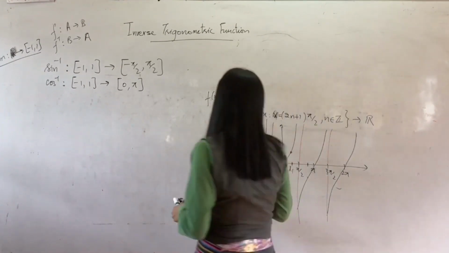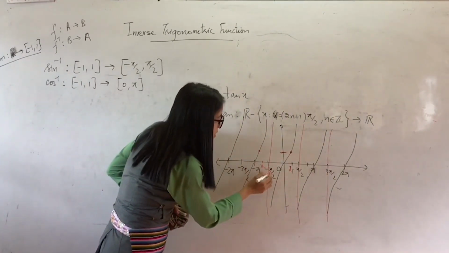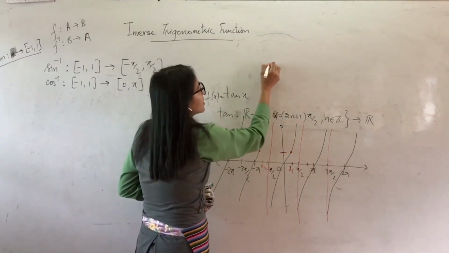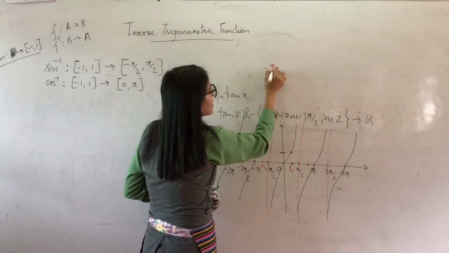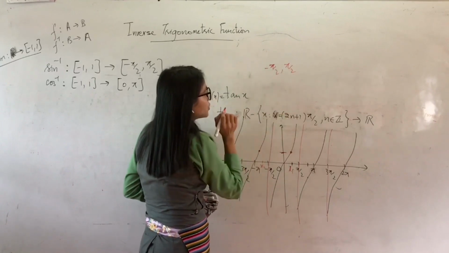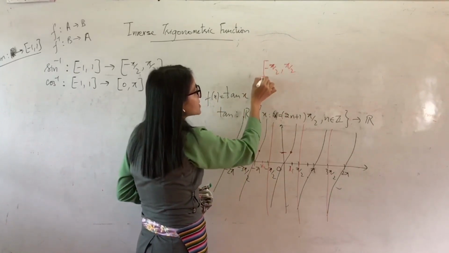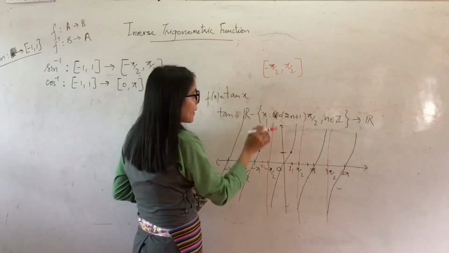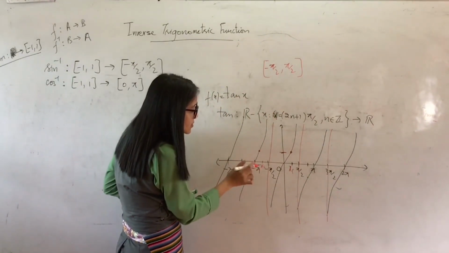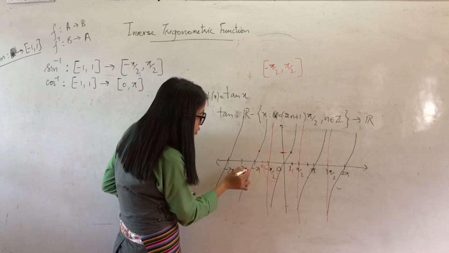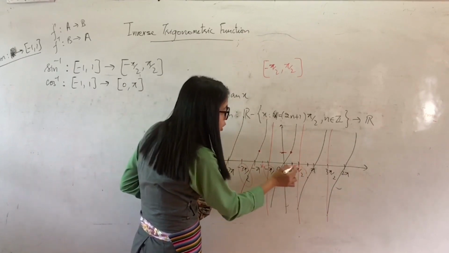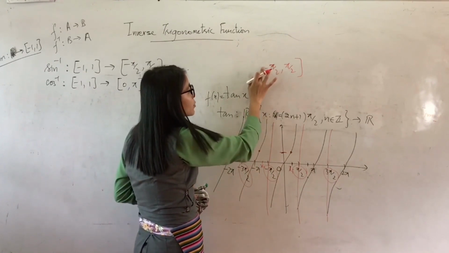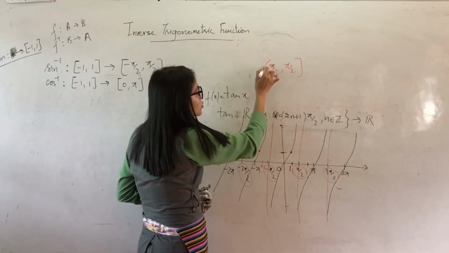Now the only thing is, when I restrict the domain and take a smaller interval, one is negative pi by 2 to pi by 2. When I considered sine, we had taken a closed interval because these 2 points are to be included. But here we know that tan is not defined. We had already excluded all such points. These points are not there in the domain of tan. So therefore, when you write the branch of tan, you have to use an open bracket.